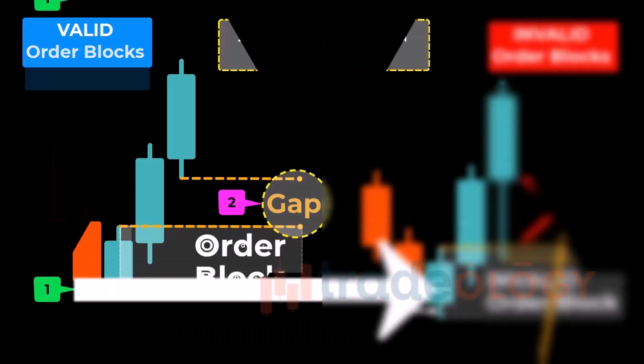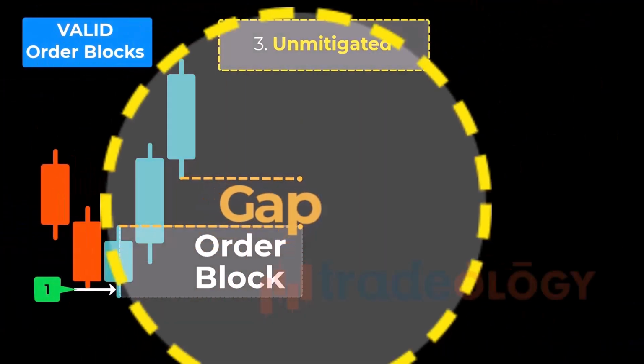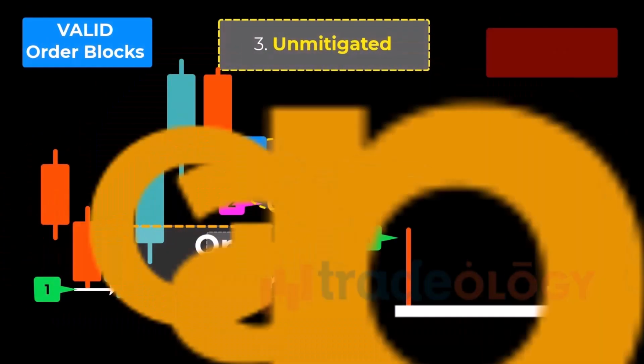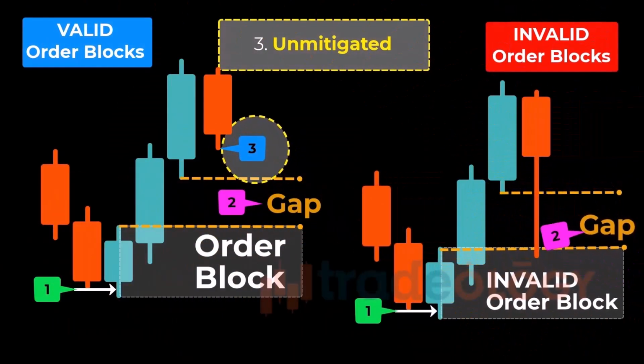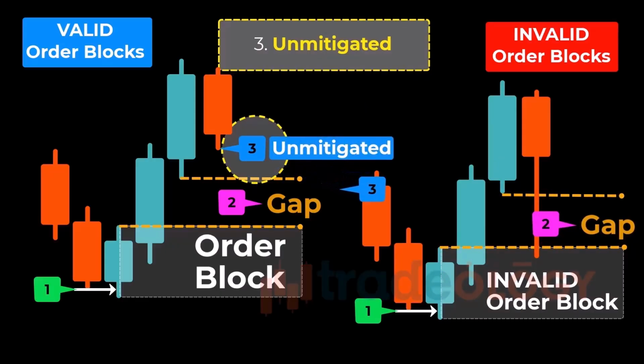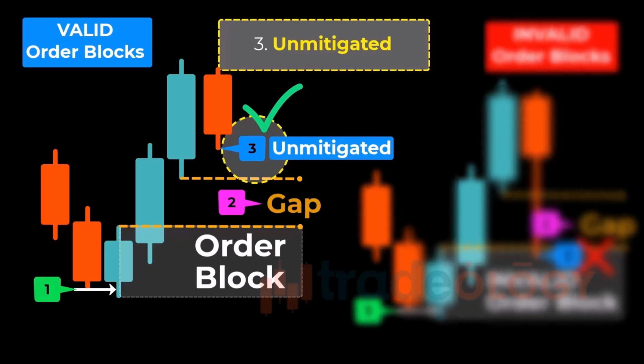Rule number 3 states that the order block must be unmitigated. Order blocks are considered one-time use, which means we focus on trading opportunities only when the price first enters an order block. Once the order block has been mitigated, we no longer view it as an area of interest for future trades.